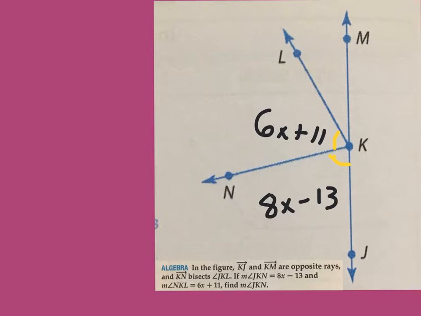Okay? What they want us to find is the measure of JKN. So JKN is going to be these two added together. But if you just add these two together, it's not going to do you very good because you don't know what x is. So you have to find out what x is first. That's your first step.